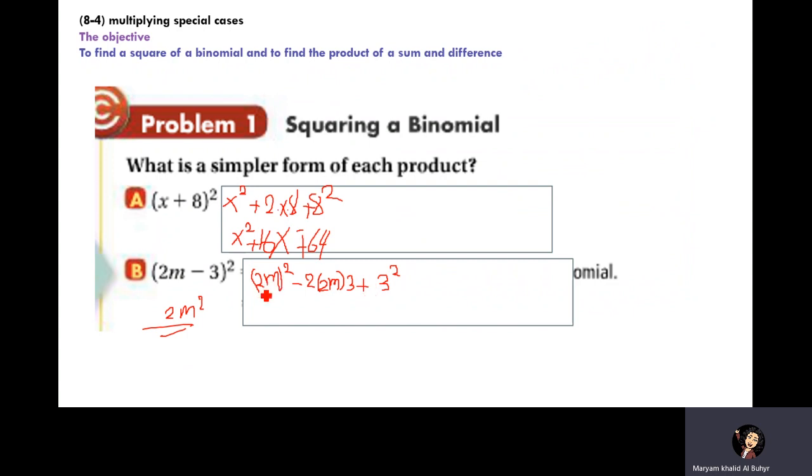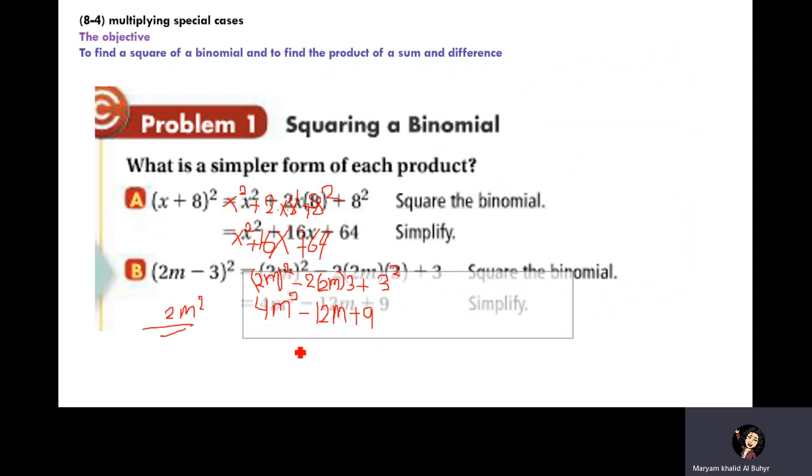We learned in the previous chapter, if we have multiplication here, we can distribute the power. So 2 to the power 2 is 4, so 4m to the power 2, minus 2 times 2 times 3, 2 times 2 is 4, 4 times 3 is 12, so 12m, plus 9. This is the idea. The idea is very simple. Let me solve this one with you.